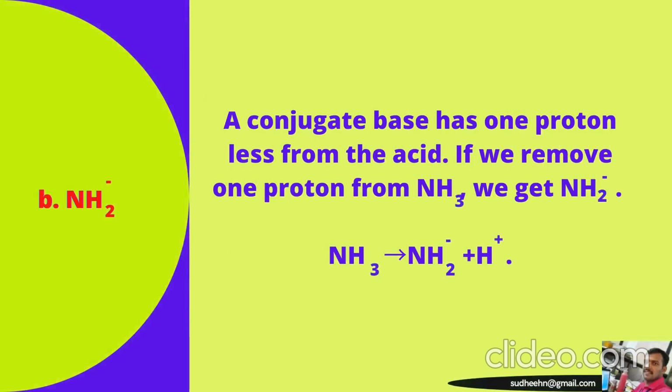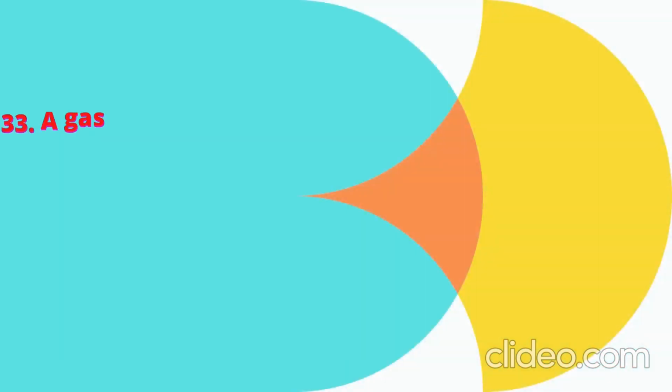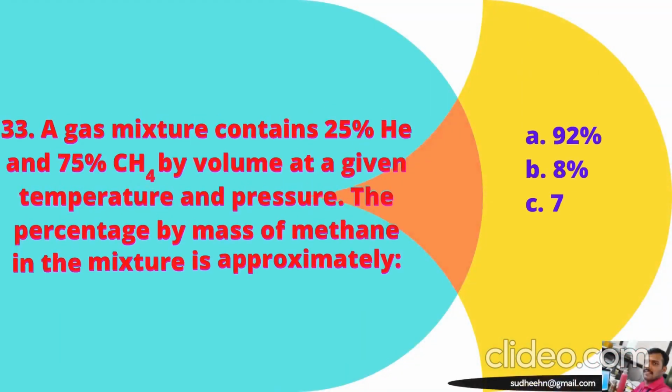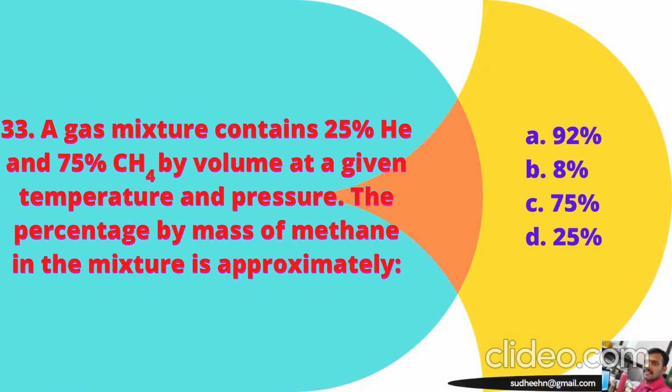amidogen, that is the conjugate base, which has one proton less than the acid. If we remove one proton from NH3, we will get NH2-. So the option is option B. Next, question number 33. A gas mixture contains 20% of helium and 75% of CH4, that is methane, by volume.